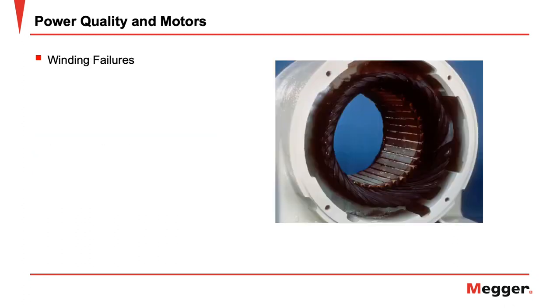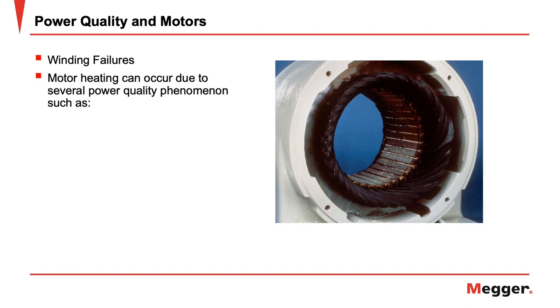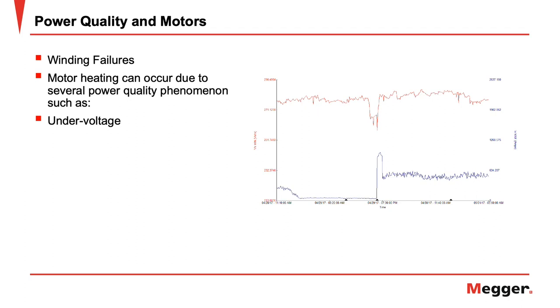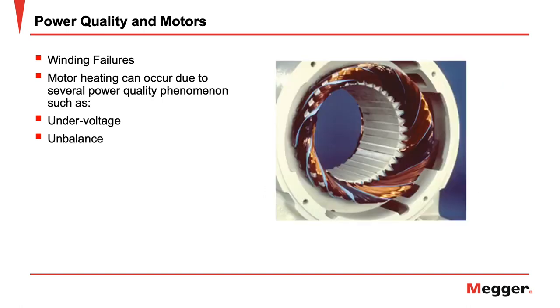Winding failures are another common cause of failure, and these can occur due to overheating and/or shorts between coils. Motor heating can occur due to several different power quality phenomena. Motors are constant power devices. As the voltage goes down, the current goes up in order to maintain the power. The heating is a function of current squared times the resistance. As the current rises, the heat rises exponentially.